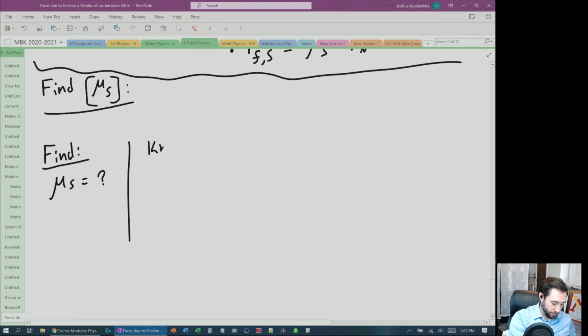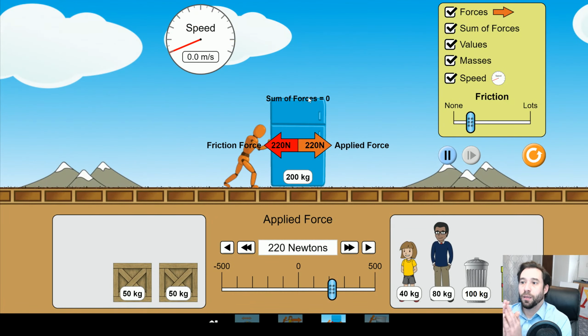What do we know? So in this problem, we know 2 things. We're going to pretend that we don't know what the value for friction force is, so we're going to block that out. Because in a problem that I give you for a quiz or a test, I will not give you the value for the friction force. I will give you the applied force.